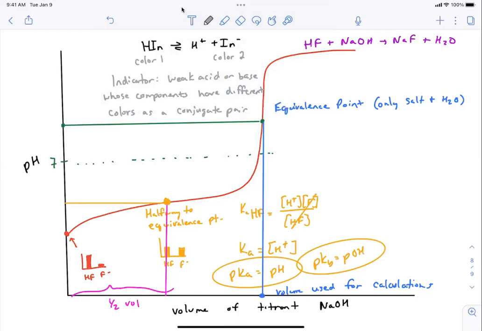And each of those indicators has a range at which it changes color, and you want that indicator to match up as best you can with that equivalence point. So you want to make sure that the pH of the indicator color change is similar to the equivalence point pH.